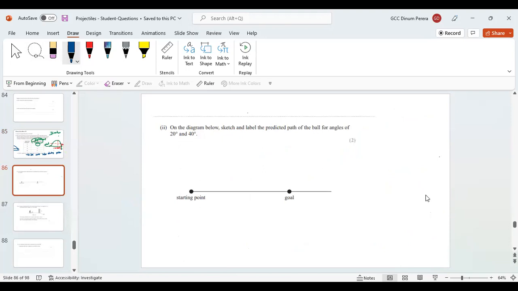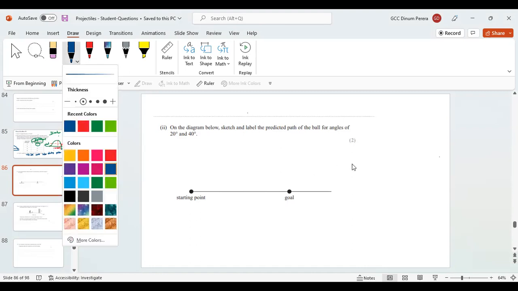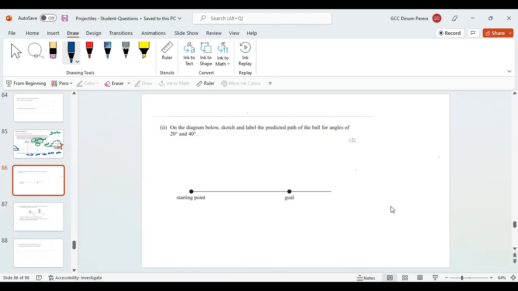On the diagram below, sketch and label the predicted path of the ball for angles of 20 and 40. There is only one diagram. Some of you will have drawn two diagrams. Don't do that. That's another mistake. You have to draw it on this diagram itself. Why? Because we need to compare the two of them. Do what they ask you to do, guys. Don't try to do whatever you want.